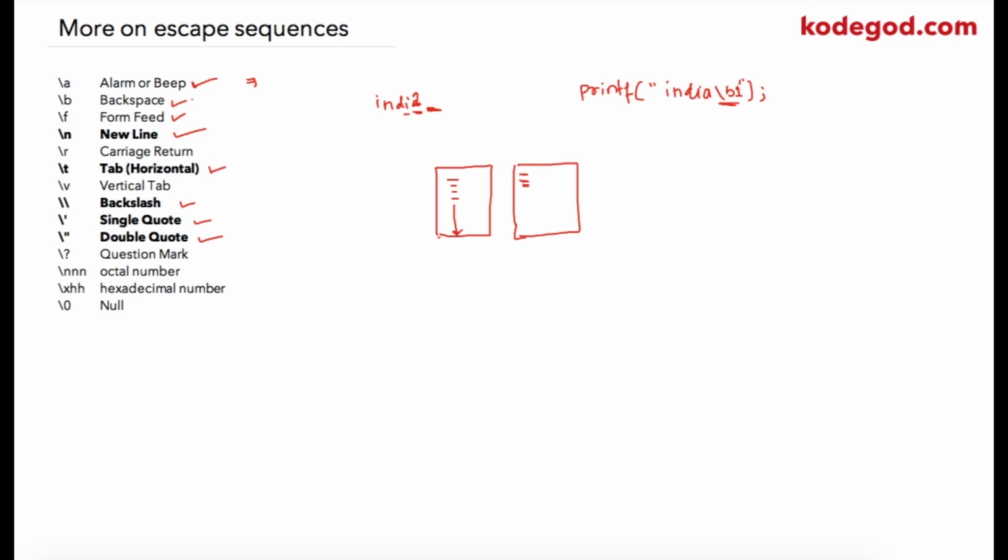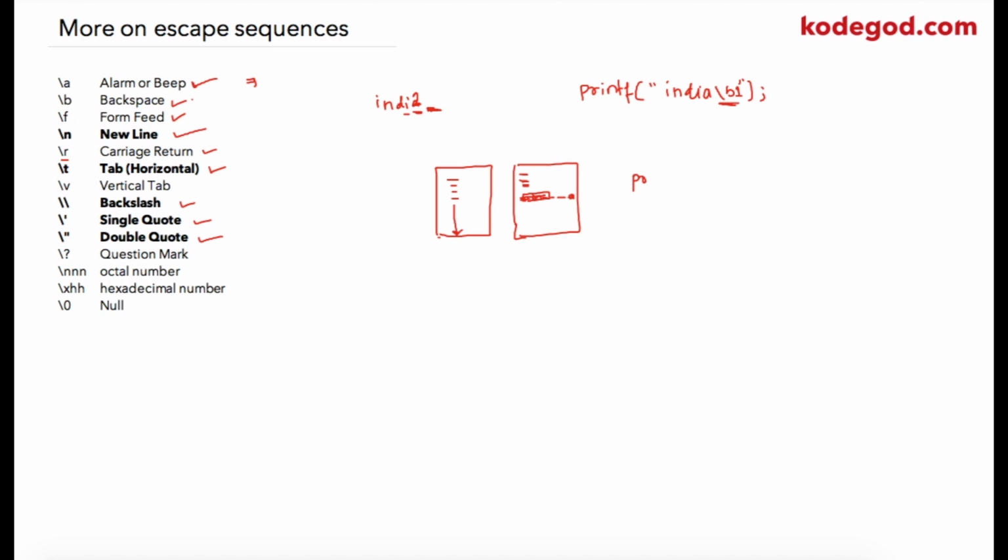Then the next is carriage return, that is \r. Suppose the cursor is at this location, it has printed a few characters and it is on the final location somewhere here. So if at this location \r occurs, then the cursor position will go back to the first location in the same line. And if there is anything further, then it will get overwritten by it.